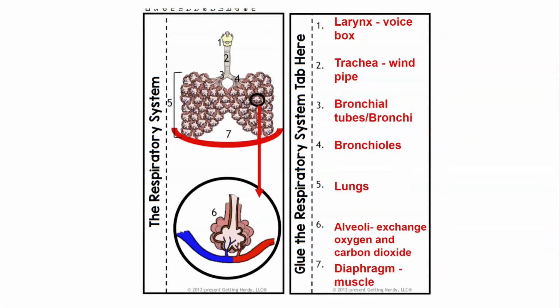Lungs are made up of bronchioles, and basically the end of the branch there is the alveoli. And so on number 6 right here in the picture, you can see where the exchange is happening. The blue is the carbon dioxide getting dropped off, and the red is picking up the oxygen to deliver it to the rest of your body. And then number 7 is the diaphragm, which is the muscle that allows your lungs to expand and contract as you breathe in and breathe out.